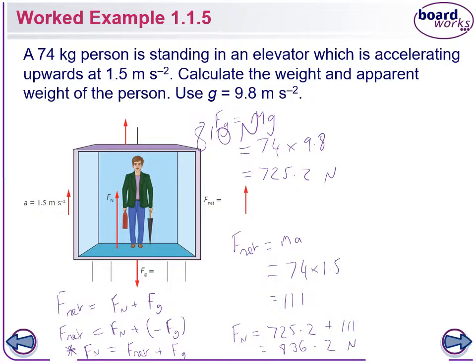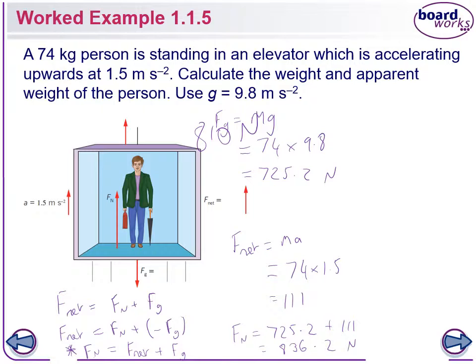So their actual weight is 725, but their apparent weight is 836. So obviously they are going to feel heavier than their usual weight. Their normal force is greater than usual, and so they will feel heavier. And that's exactly what we were talking about on the previous slide. They're accelerating upwards, you sort of get pushed into the ground a little bit, and so you would feel heavier than normal.